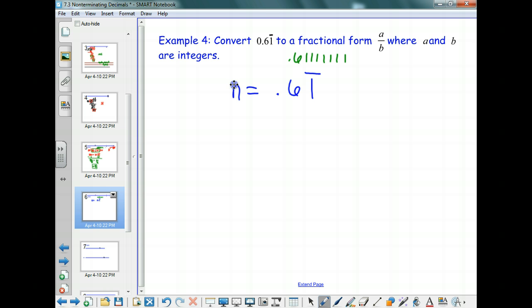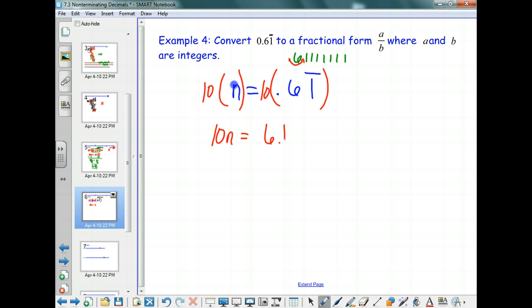How many numbers repeat on this problem? 1. So what do I multiply by? 10 to the 1, which is just 10, because there's only one decimal that repeats. We'll multiply both sides by 10. Now on the left again, that just becomes 10n. What happens on the right? I get the 6 first, right? There's going to be a 6 because I've moved my decimal. And it is 6.1 repeating, but that's not especially a helpful way to write it.